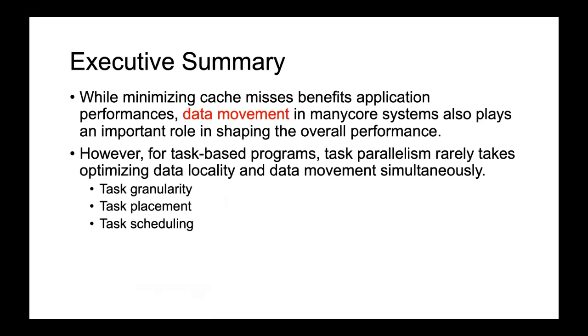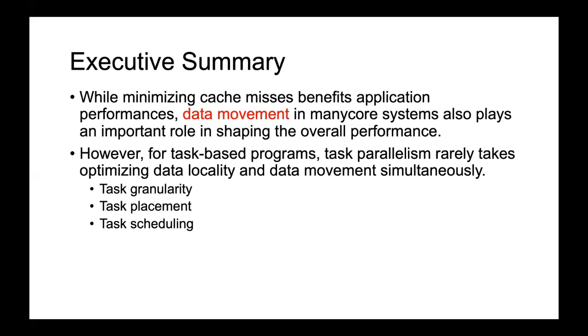Before going to the detail, let me first give an executive summary of our work. While minimizing cache misses benefits application performance, data movement in many core systems also plays an important role in shaping the overall application execution performance. However, for many task-based programs, task parallelism rarely takes optimizing data locality and data movement simultaneously into account.